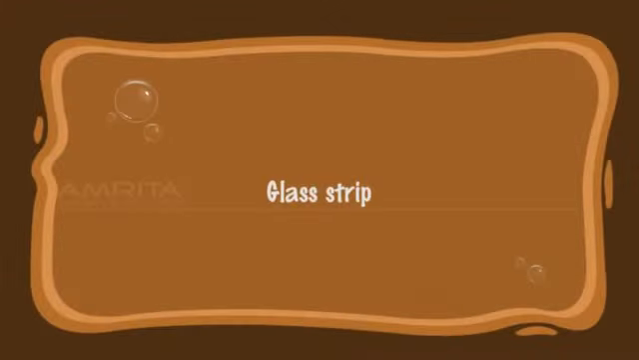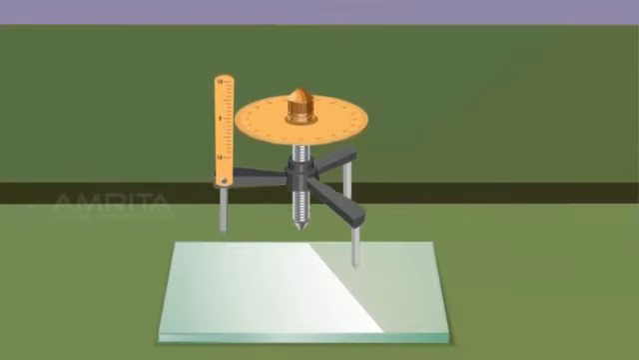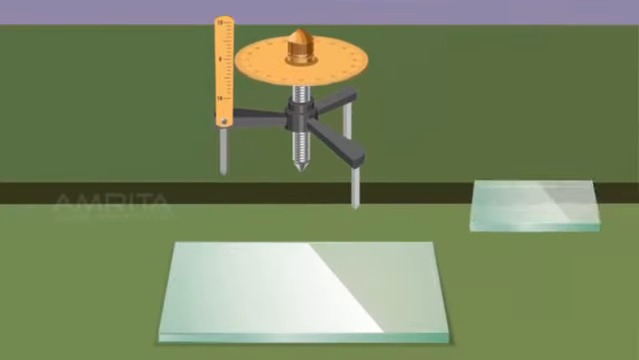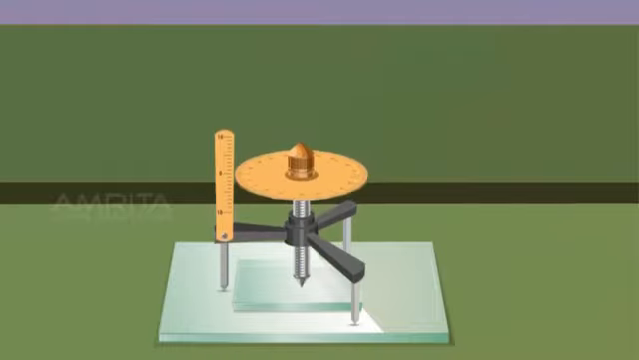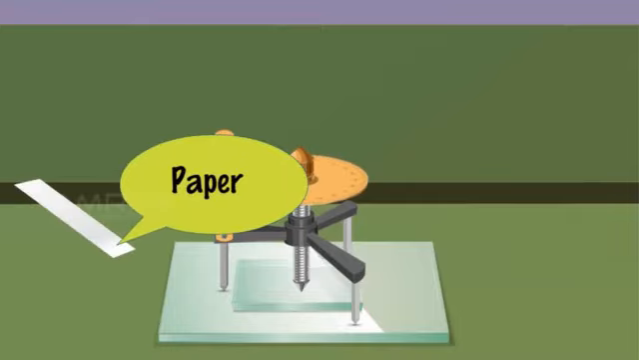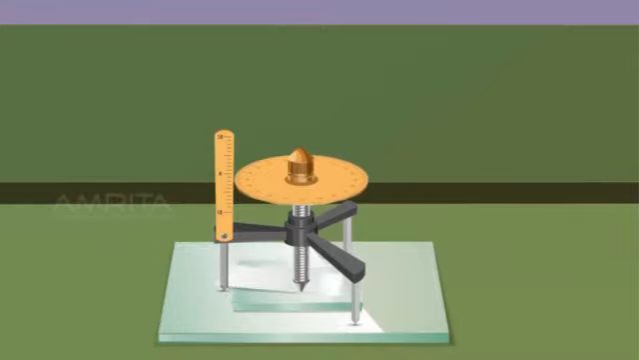Glass strip. Raise the screw sufficiently upwards to place the given small glass strip below the screw. Gently turn the screw downwards till the screw tip just touches the upper surface of the glass strip. Insert a paper strip for confirmation.